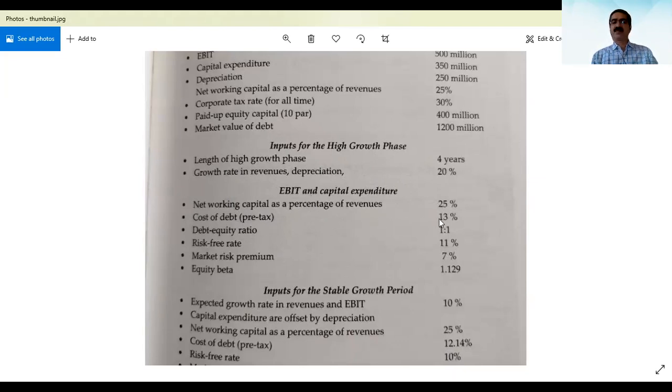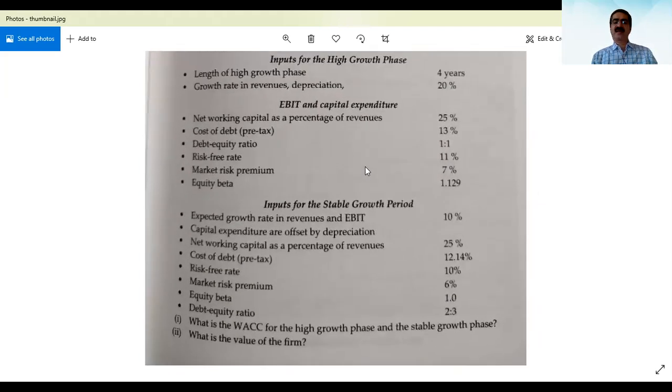Cost of debt is given pre-tax, so we'll make it post-tax, 13%. Debt equity ratio is 1:1. This will be used in the valuation of WACC and the cost of debt and equity. Risk-free rate is 11%. Market risk premium is given, so if the premium is given, then this is not needed. Equity beta is 1.129, more than 1.